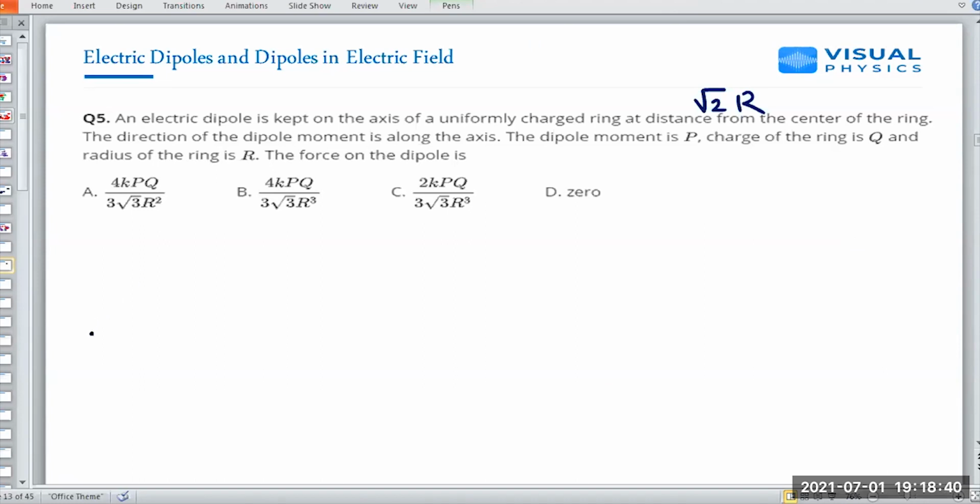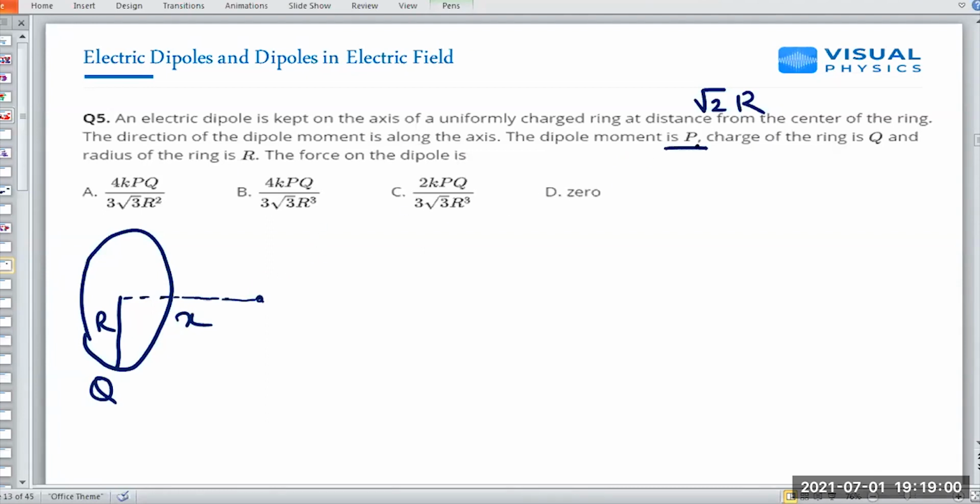Now, let us see. What the question is trying to say is that there is a ring of radius r and charge q, and suppose at distance x I have placed a dipole of moment p, which is at root 2r. I have to find the force on the dipole.